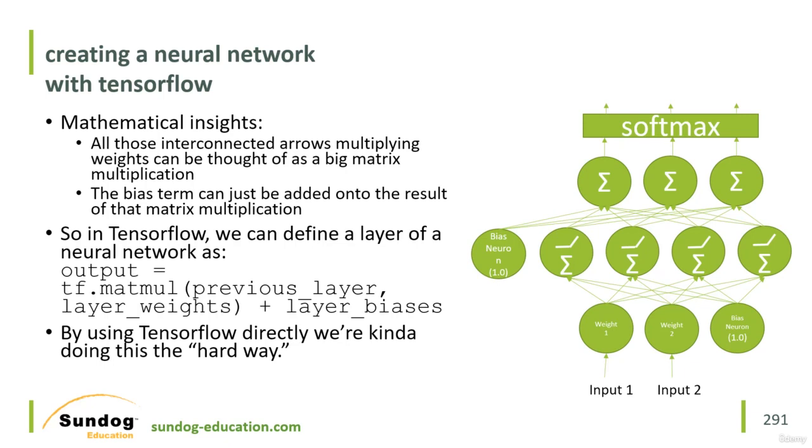Go back and read up on your linear algebra if you want to know more about how that works mathematically, but this is just a straightforward matrix multiplication operation with a vector addition at the end for the bias terms. By using TensorFlow's lower level APIs, we're kind of doing this the hard way, but there are higher level APIs in TensorFlow that make it much simpler and more intuitive to define deep neural networks.